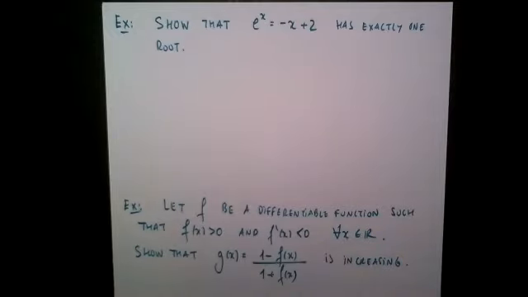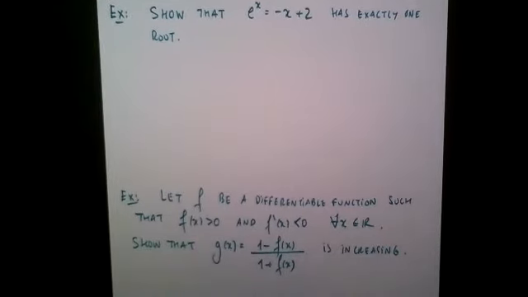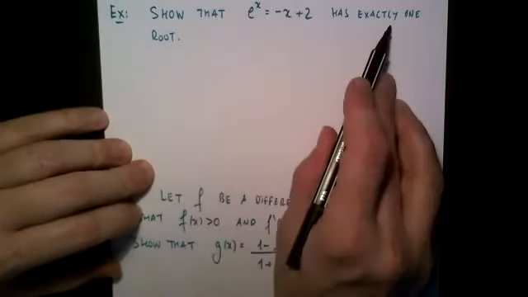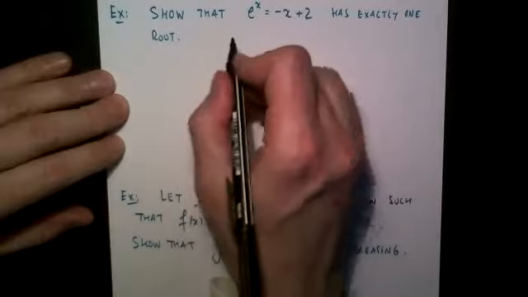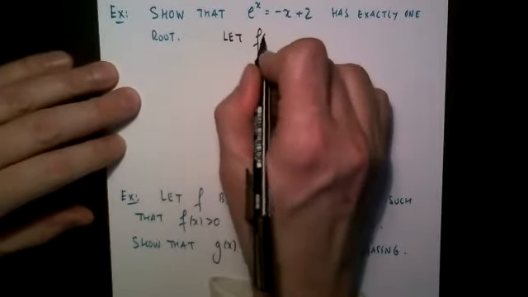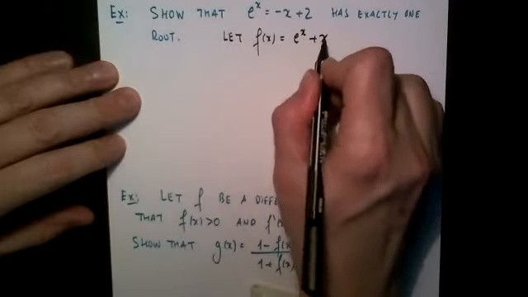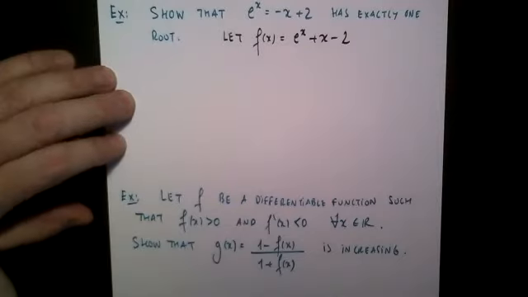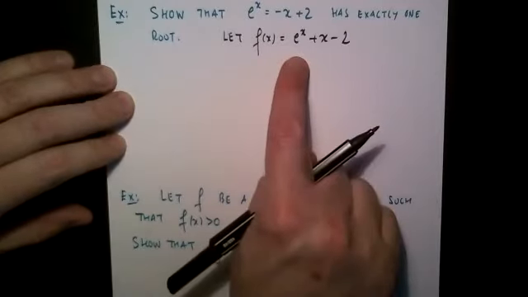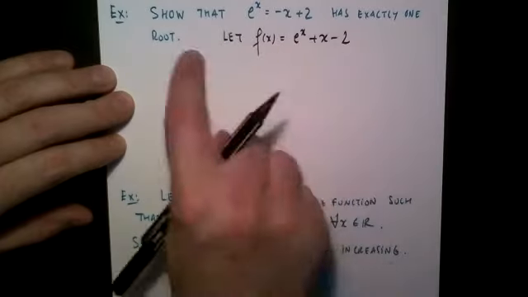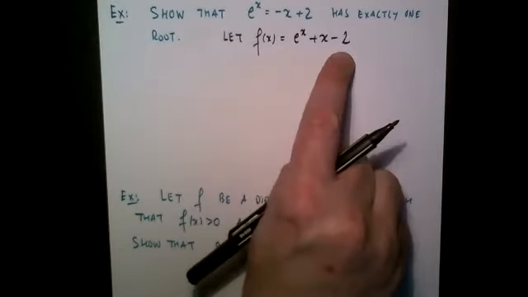Okay. Here are two questions. They're a bit more challenging than what we've been doing so far. Okay, so show that this equation has exactly one root. So I'm going to consider the function. Okay, so let f of x, I'm going to send everything on the left side, equals e to the x plus x minus 2. And I want to show that f of x has exactly one zero. Okay, that means that this is equal to 0 only once.